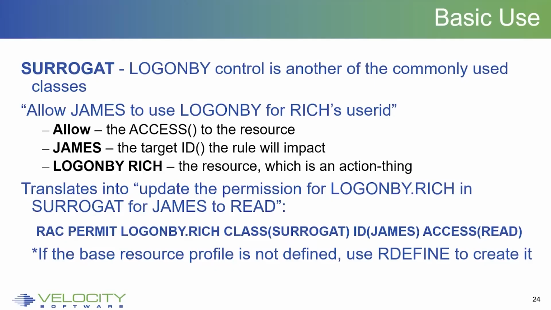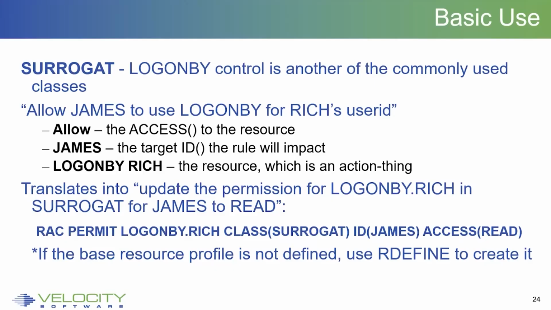So that would translate into update the permission for LOGONBY.RICH in SURROGAT for James to read. Because in this case, the permission is going to be yes or no. Yes being read, no being none. That turns into the RACF command to do the permit with the LOGONBY.RICH, which is the resource, with the SURROGAT class, James as the ID, access read, or basically yes, James is allowed.